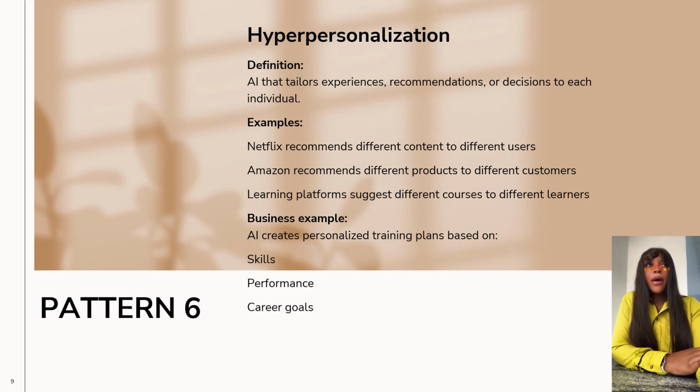The sixth AI pattern is hyperpersonalization. Every one of us has experienced hyperpersonalization. When you open your Netflix, you don't see the same movie I see. When you're shopping with Amazon, your recommendations are different from mine. So this particular AI studies your behavior. It studies your interest, it studies your history, then it creates a personalized experience.